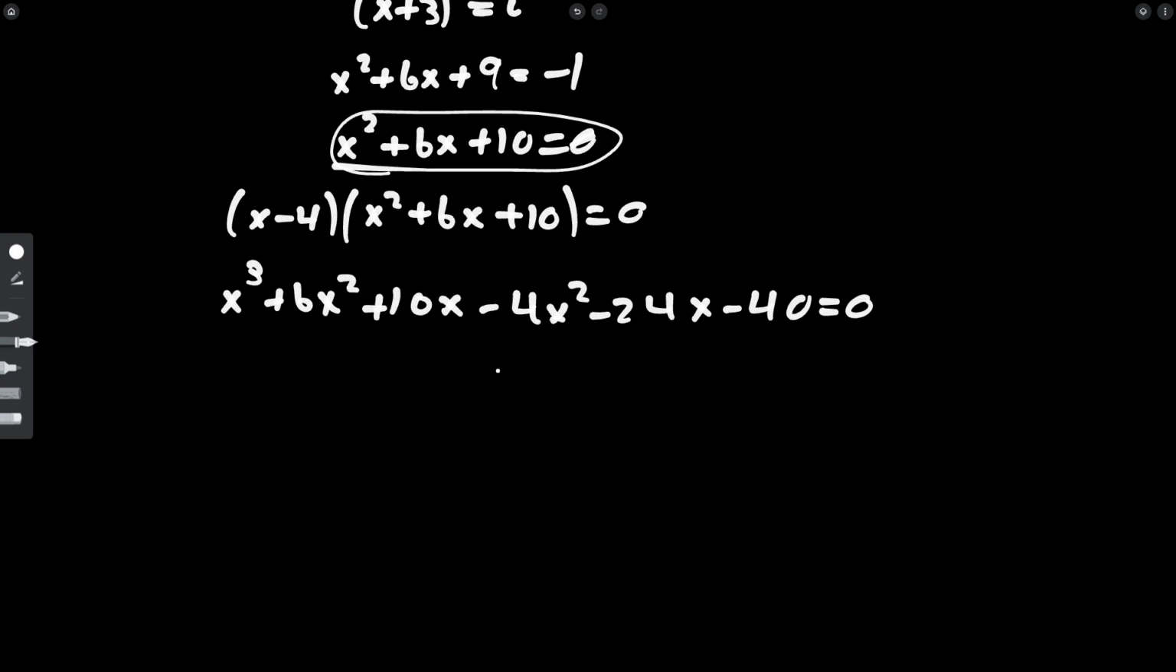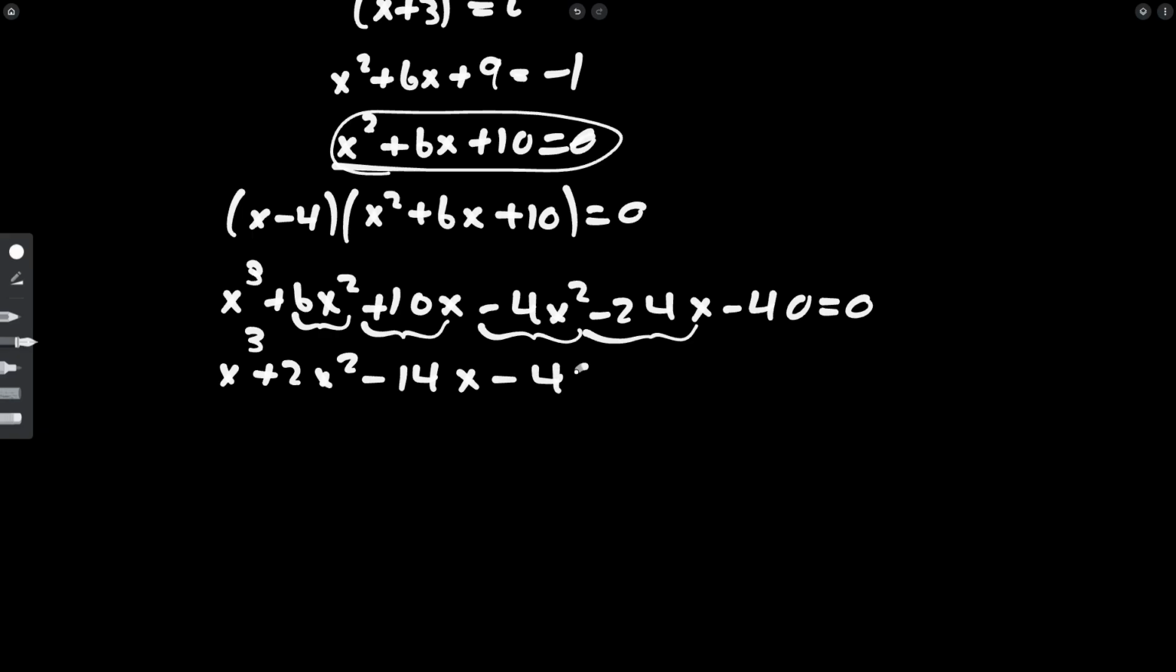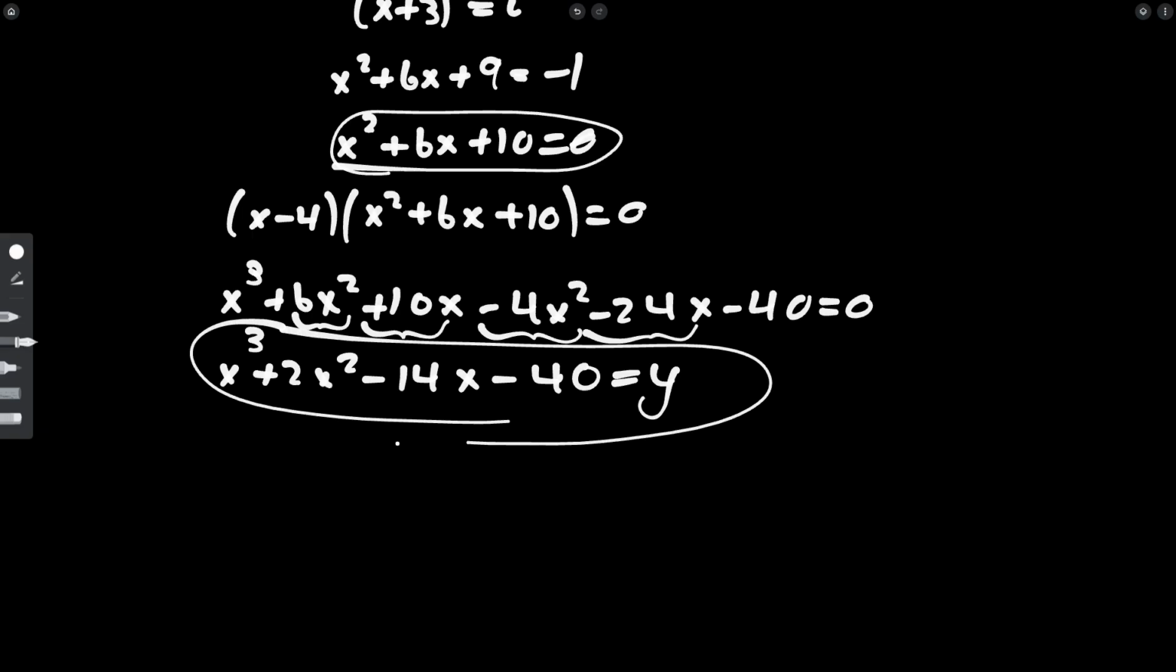And here we have x cubed. 6 minus 4 is 2. And 10 minus 24 is negative 14. Minus 40 equals, and I'll set this equal to y to show that it is a graph. Here we are.